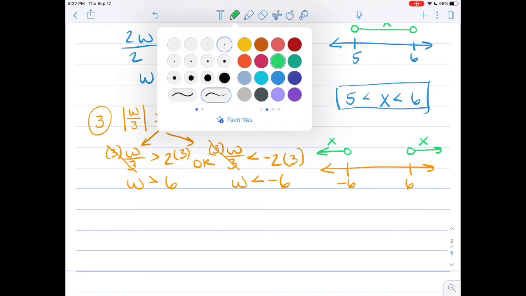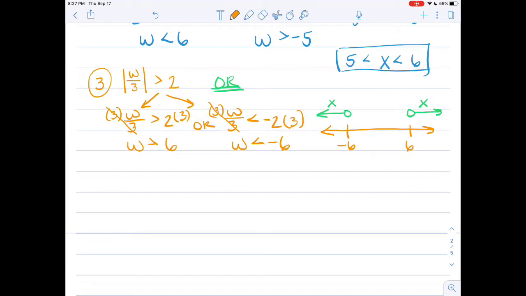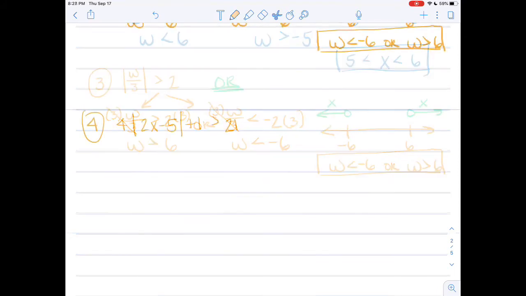So we cannot combine this into one single inequality. We have to actually write that w is less than negative 6 or w is greater than 6. It has to be two separate inequalities with an or.